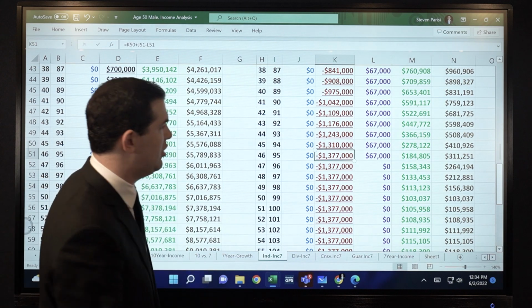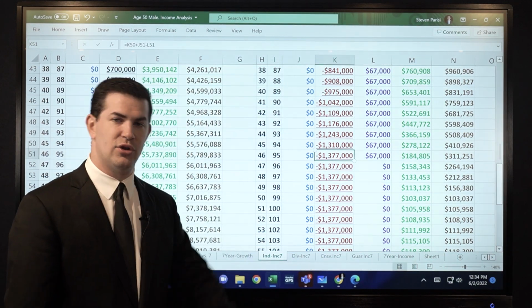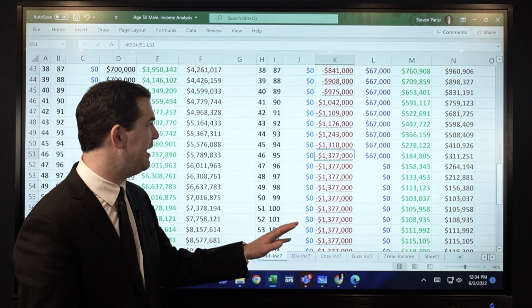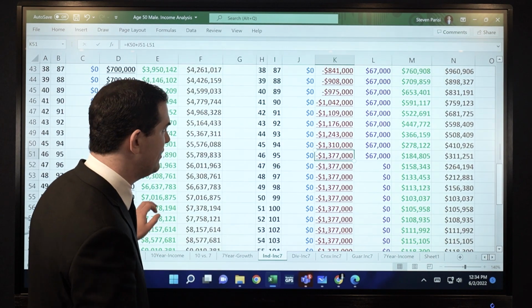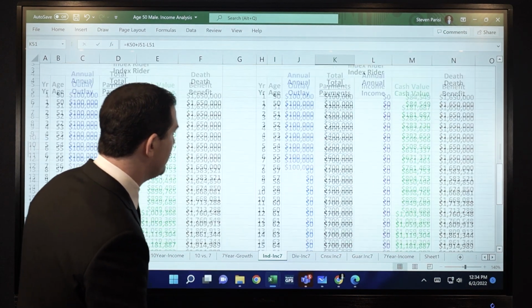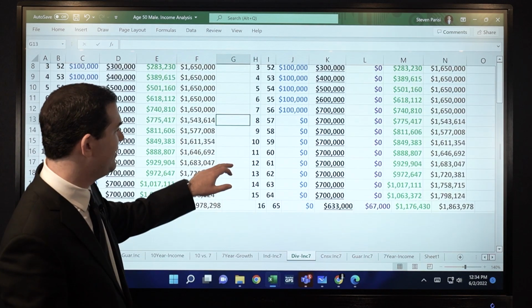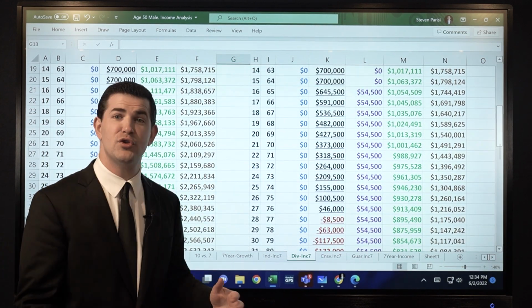You've pulled out almost another 1.4 on top of the 700 that you've paid in. So the total dollars that we pulled out of this policy beginning age 65 are closer to 2.1 million if we factor in our payment as well. So there we go. $67,000 per year. If we look at the dividend here, $54,500 per year. So more conservative.